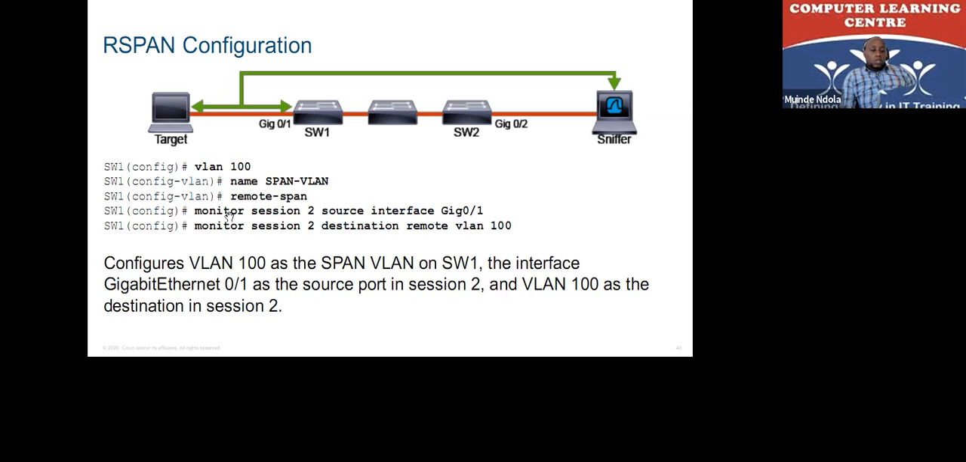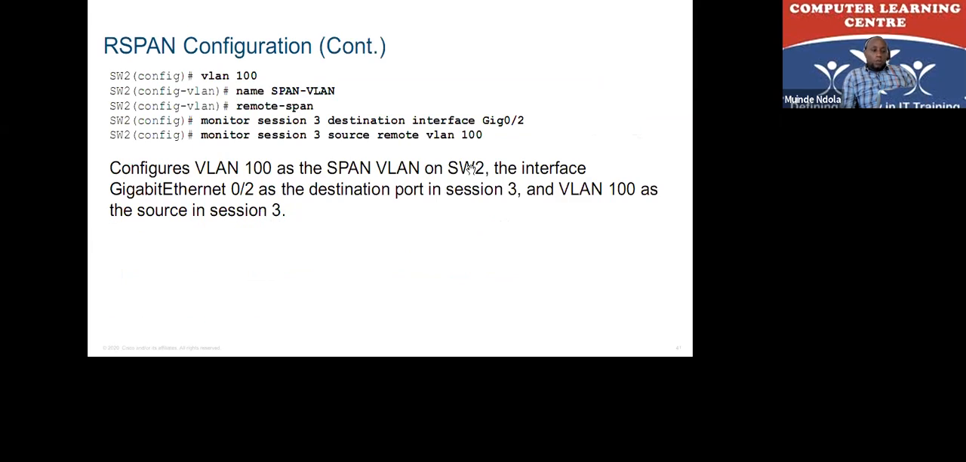Then we're going to say monitor session 2, source interface G0/1. But for the destination interface, we are going to use the remote VLAN 100. We're going to use the keyword remote VLAN 100. Then we go to switch 2.